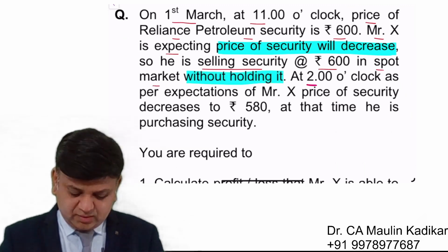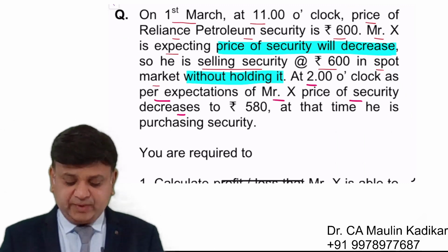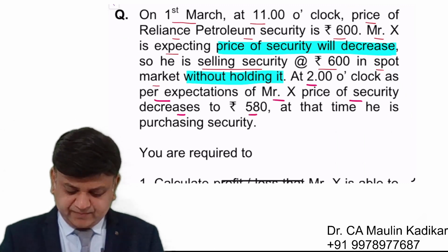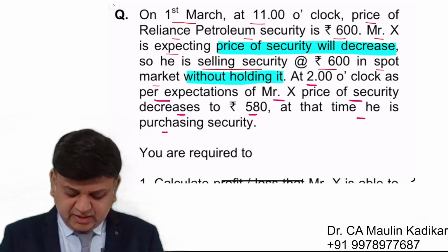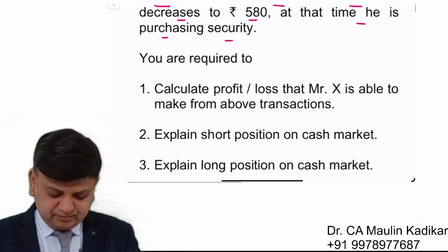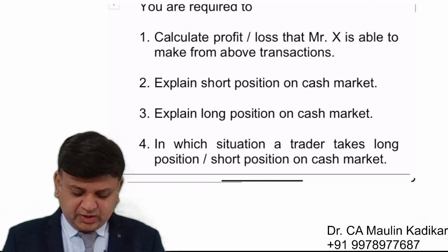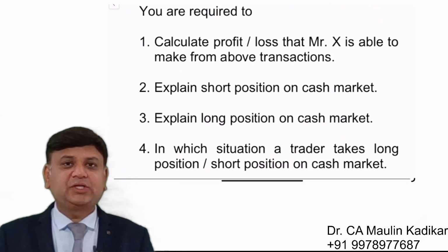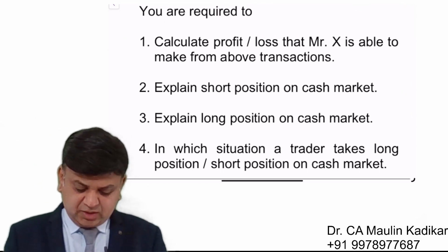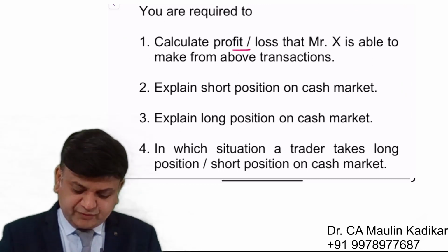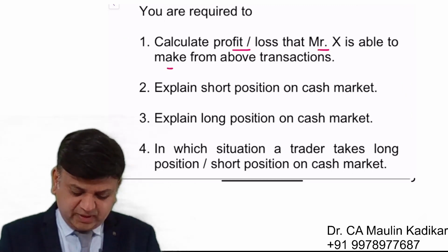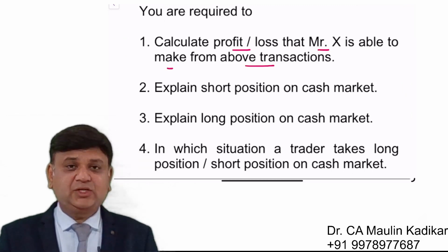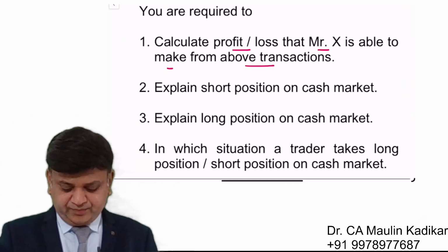At 2 o'clock, as per the expectation of Mr. X, the price of the security falls down to rupees 580. At that time, he is purchasing the security. You are required to answer 4 questions provided to us. The first question is the profit or loss that Mr. X is able to make from the above set of transactions.